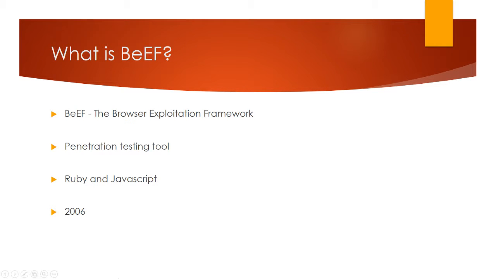So, what is BeEF? BeEF is short for the Browser Exploitation Framework. It is a penetration testing tool that focuses on the web browser. It is currently written in Ruby, but it was first released in 2006 in PHP. It had a lot of problems when it was first released and didn't really work most of the time, which is why they did an entire rewrite in Ruby and have the payloads in JavaScript.